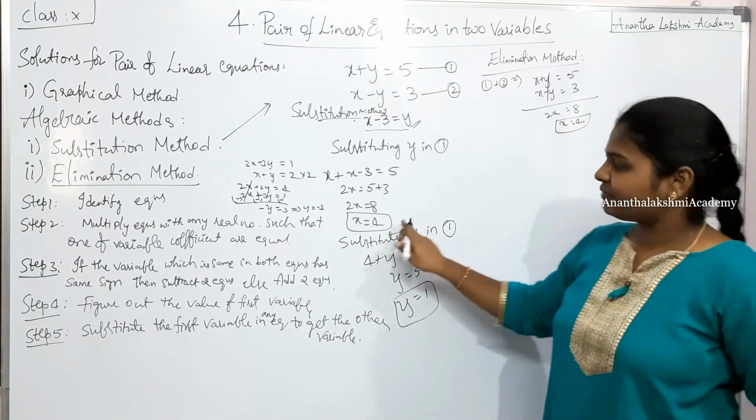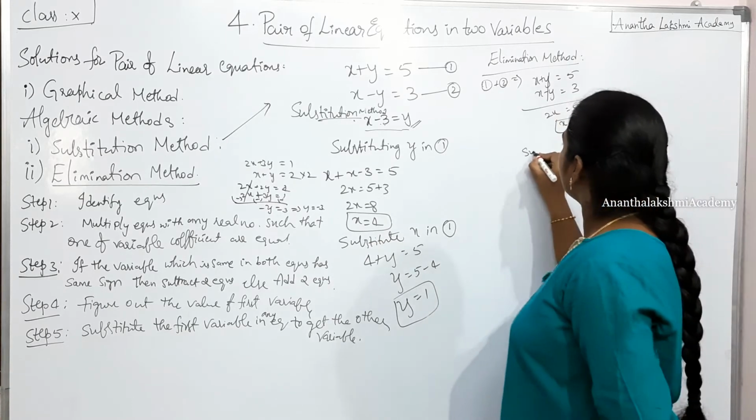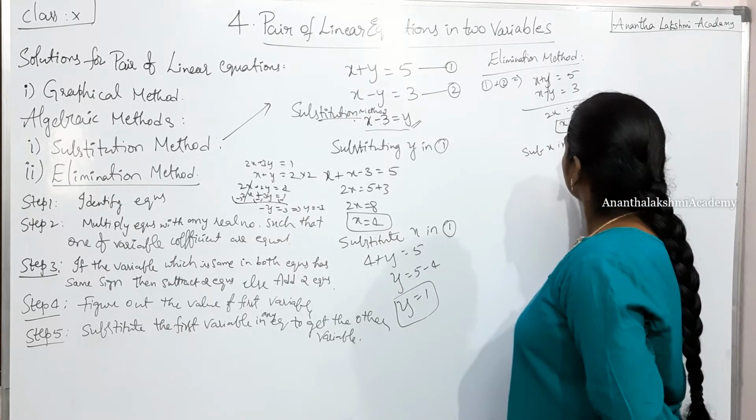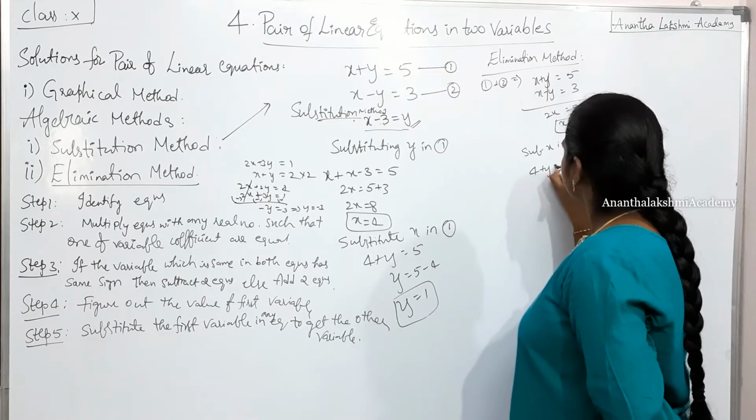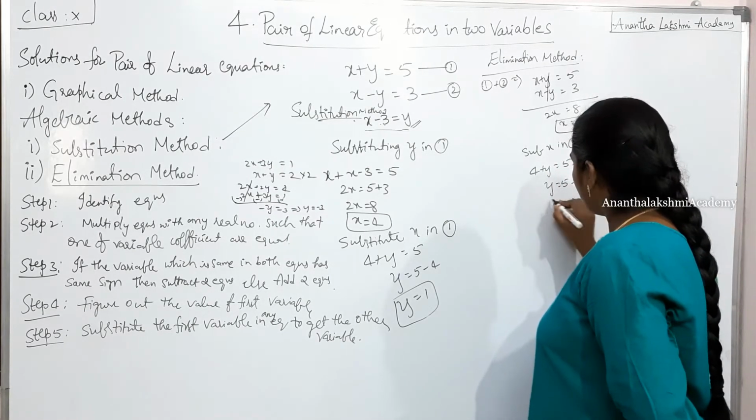Is it same as the one which we got here? Yes. Now again substitute x in 1, which gives 4 plus y is equal to 5, y is equal to 5 minus 4, and y is equal to 1.